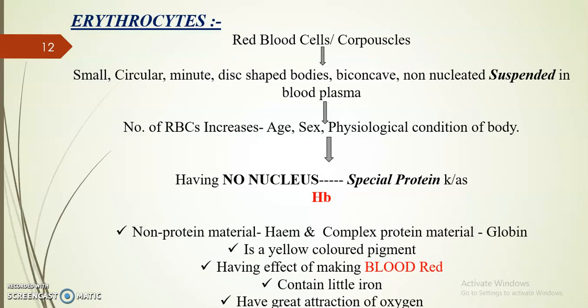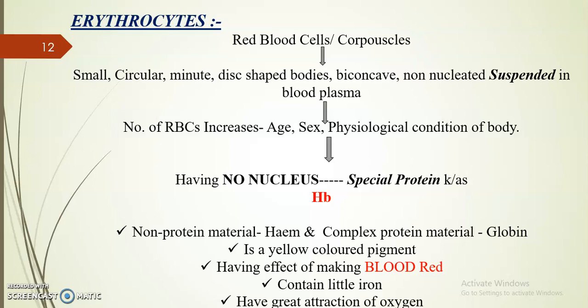Erythrocytes. Erythrocytes are what? The red blood corpuscles. Small, circular, minute disc-shaped bodies. Biconcave, non-nuclear, suspended in blood plasma. The number of RBCs varies with age, sex and physiological condition of the body. They have no nucleus and have a special protein known as hemoglobin.